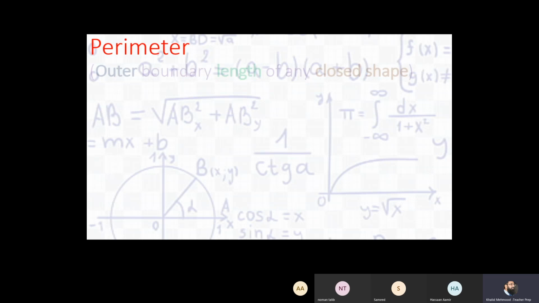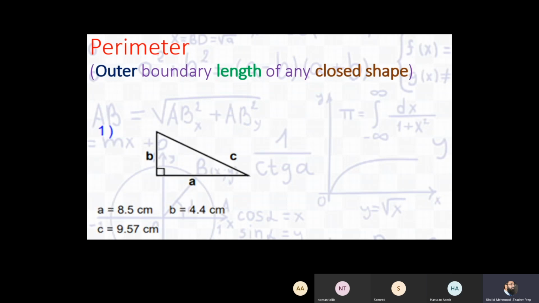What do I mean by perimeter? Perimeter is the outer boundary length of any closed shape. Yes, good. So that's why we are finding perimeter, and there's a shape. You can see this is a right triangle and there are three outer sides. So our perimeter will be A plus the other side B plus the third outer side, this is C. So plus C.